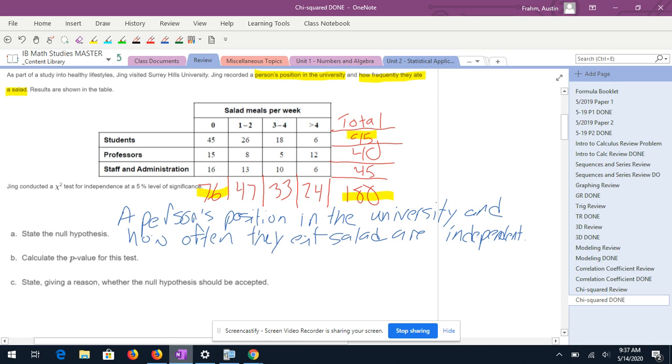Okay, so continuing on with problem number 1, we left off by calculating the expected frequencies into matrix B on our calculator. And the whole point of doing that again is because we're working on part B, which is to calculate the p-value. And in order to do that, we need to do the chi-squared test on our calculator.